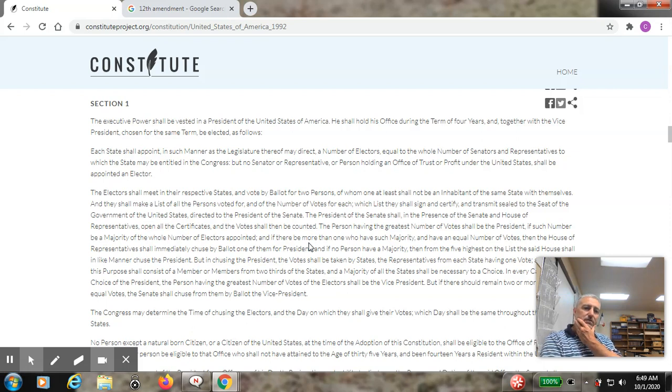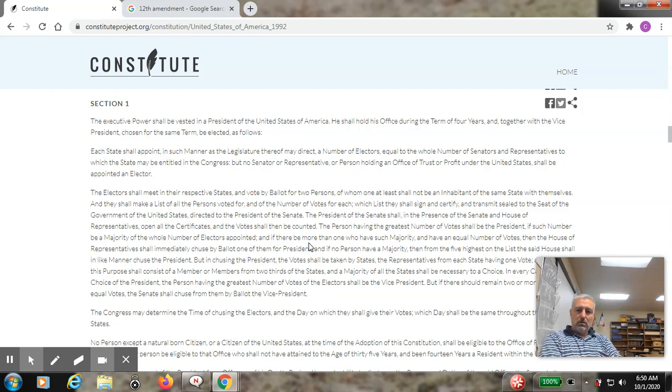All right, let's go to the text here. The executive power shall be vested in a President of the United States of America. He shall hold his office during the term of 4 years, and together with the Vice President chosen for the same term, be elected as follows. This is how the President is elected. Each state shall appoint in such manner as the legislature thereof may direct. So the state legislature determines how the electors are appointed and how they vote. A number of electors equal to the whole number of senators and representatives to which the state may be entitled in the Congress, but no senator or representative or person holding an office of trust or profit under the United States shall be appointed an elector.